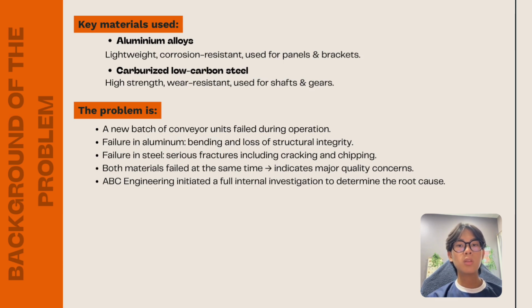So basically, we had a problem with both our materials. The first one, for aluminium, it's bending and loss of structural integrity, and the next one, steel, we have serious fractures including cracking and chipping. So a new batch of conveyor fails during operation. So both materials fail. So we are here to investigate and determine the root cause.